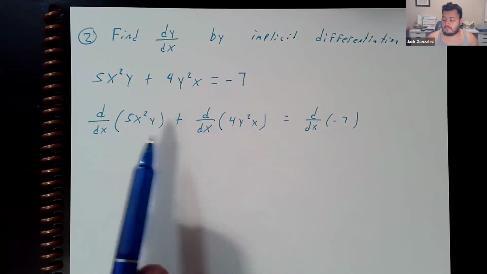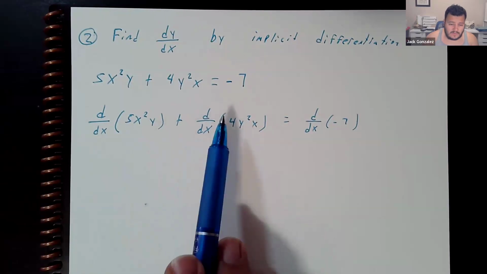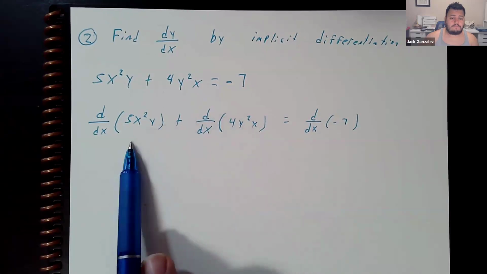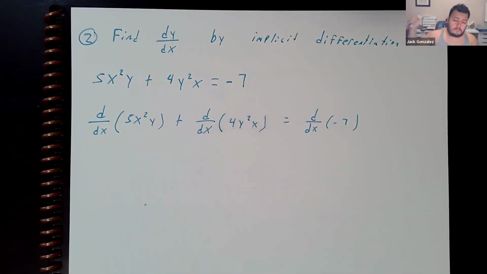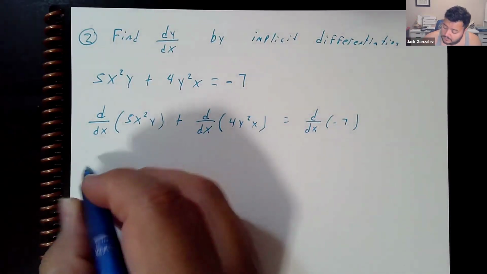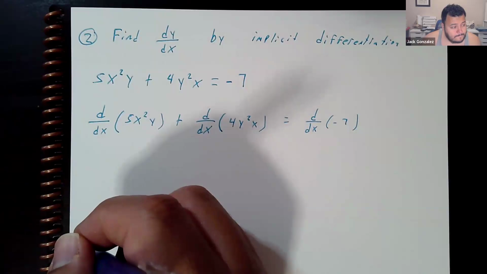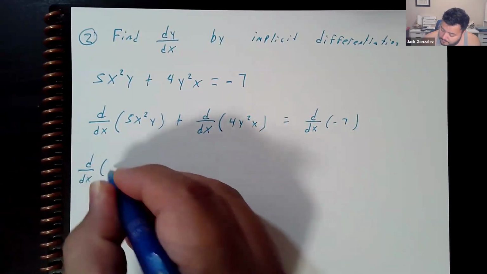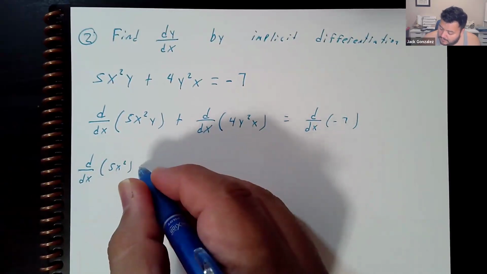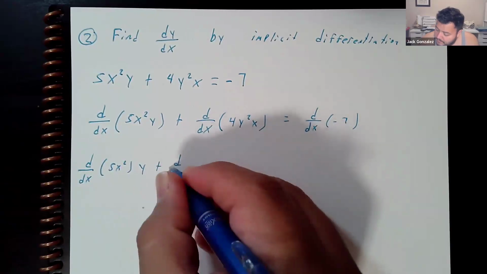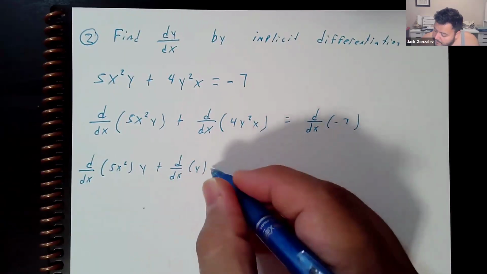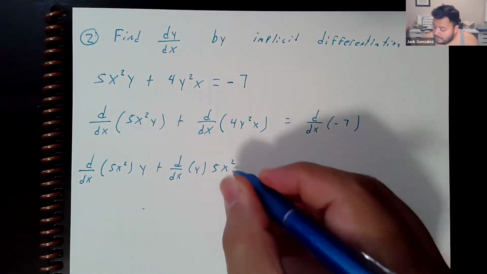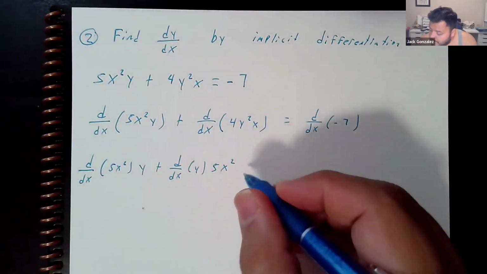But notice we have x squared times y squared times x. So this is a product rule, right? Both of them. So this is basically going to be the derivative of the first one times the y, plus the derivative of the second part times the first part, 5x squared. So that's this first one.